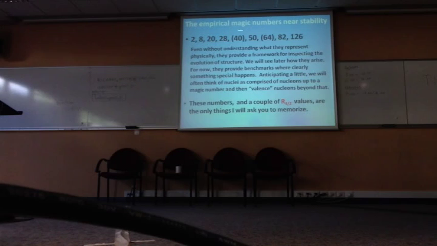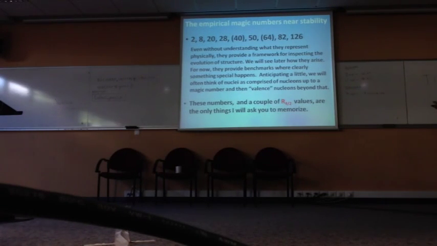So, the empirical magic numbers for nuclei near stability are 2, 8, 20, 28, 50, 82, 126. Sometimes 40 appears, sometimes 64. And even if we pretend we don't know what they represent, they provide a framework. We'll see later where they come from when we look at the independent particle model. But for now, they tell you that something special is happening to the nucleus at those values.